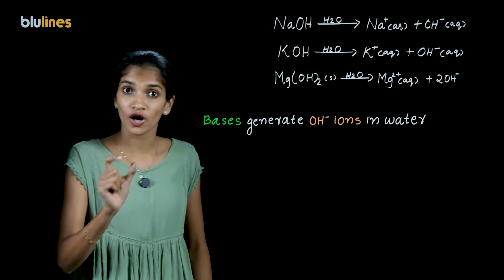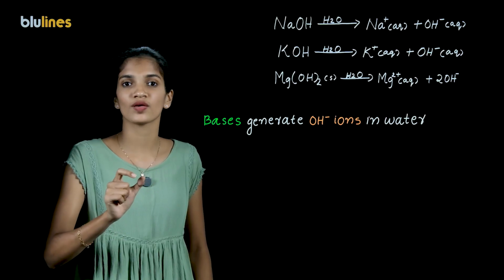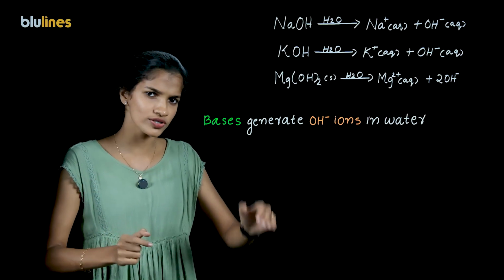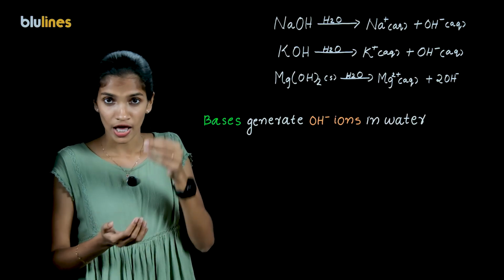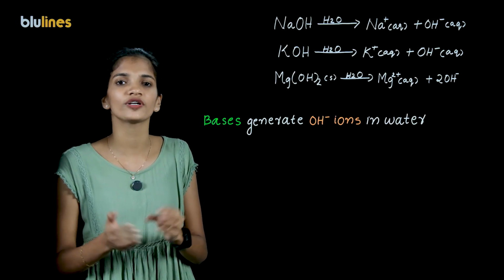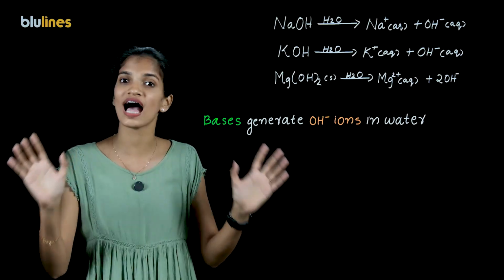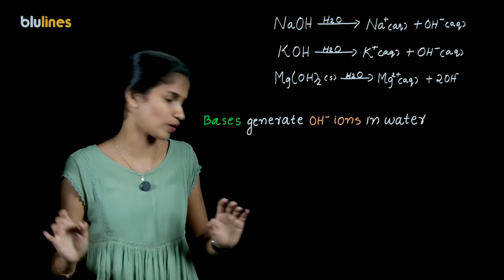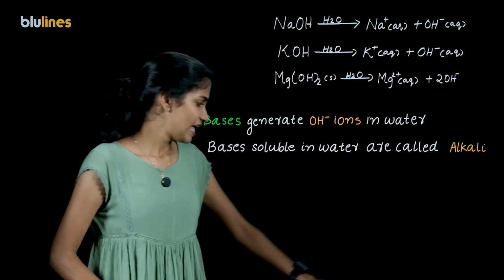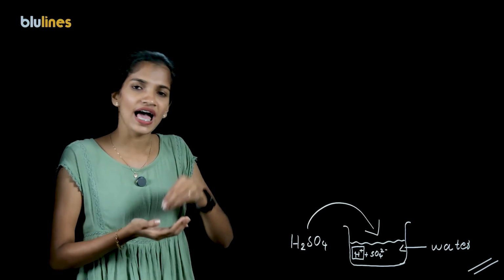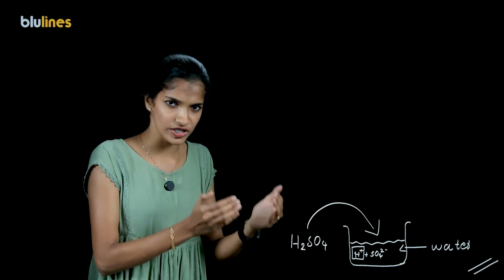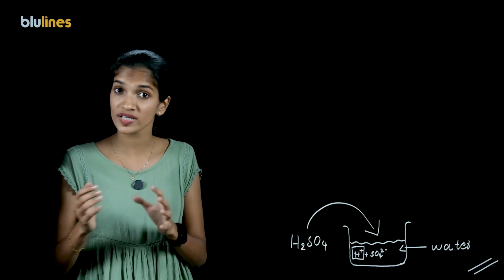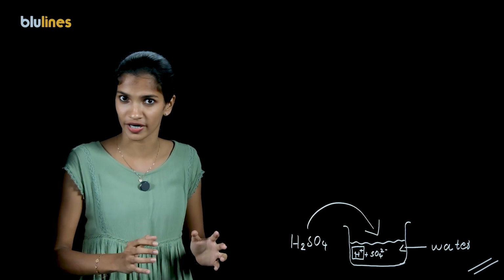But do not think that all bases give us OH- in water, because only certain bases are soluble in water. Those bases which are soluble in water are known as alkalis, and those alkalis will give us OH- ions in water. Now, when any acid or base is added to water, the concentration of H+ or OH- ions in that water is decreasing considerably.